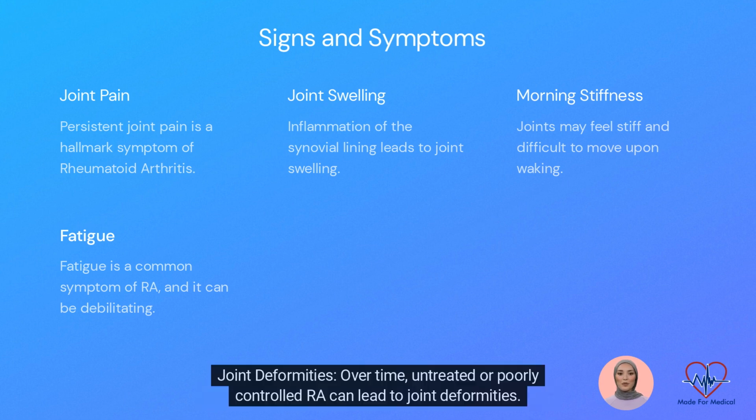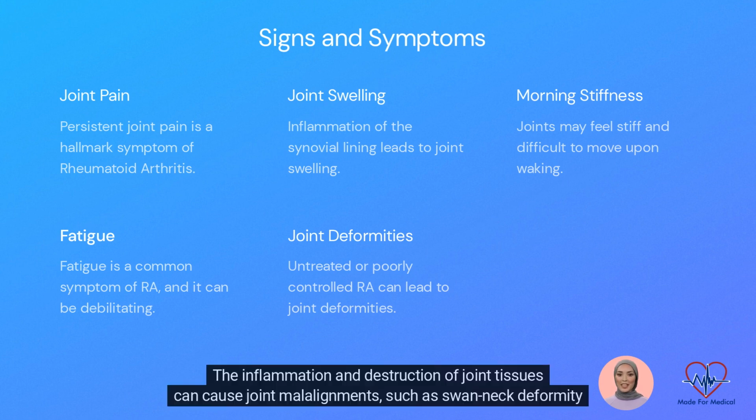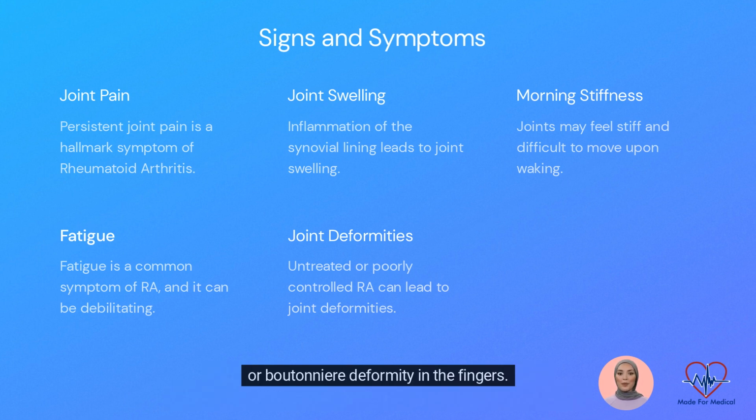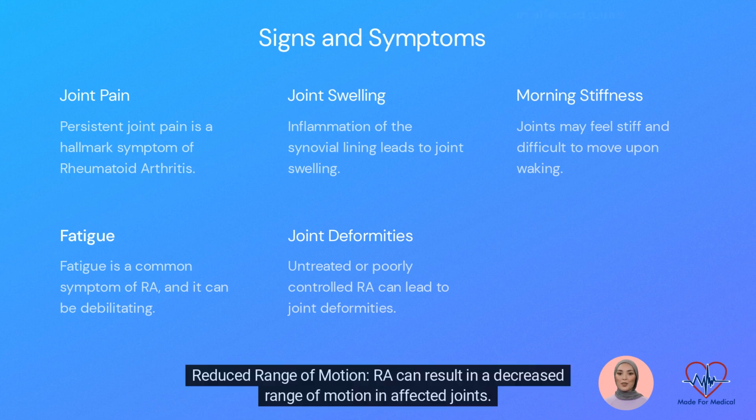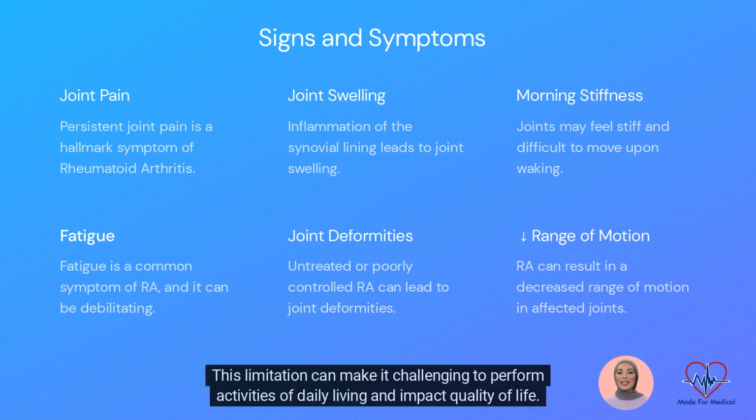Joint deformities. Over time, untreated or poorly controlled RA can lead to joint deformities. The inflammation and destruction of joint tissues can cause joint malalignments, such as swan neck deformity or boutonniere deformity in the fingers. Reduced range of motion. RA can result in a decreased range of motion in affected joints. This limitation can make it challenging to perform activities of daily living and impact quality of life.